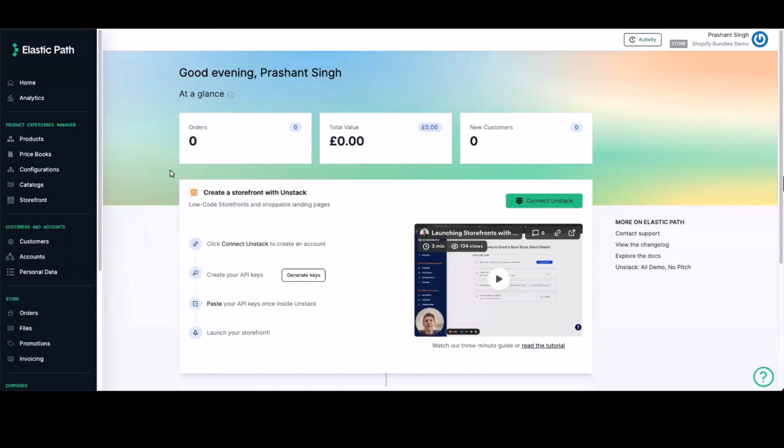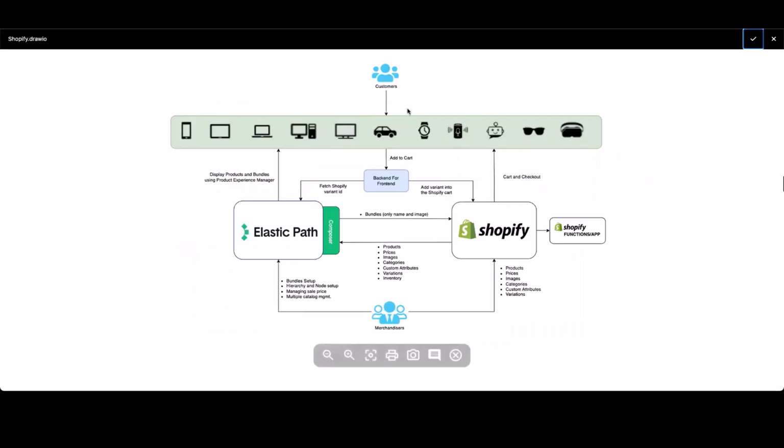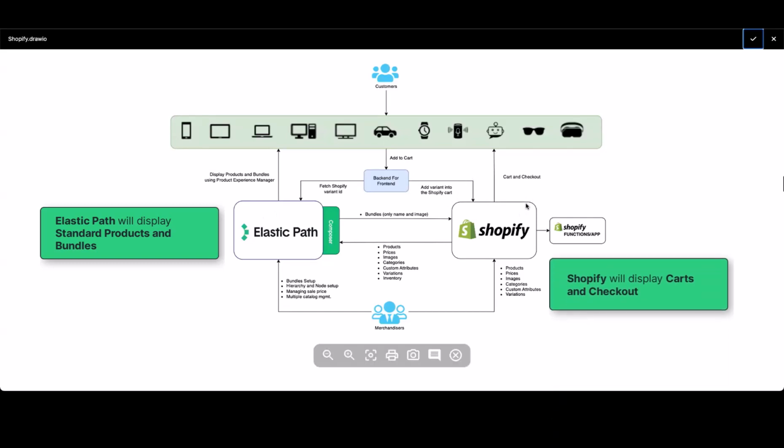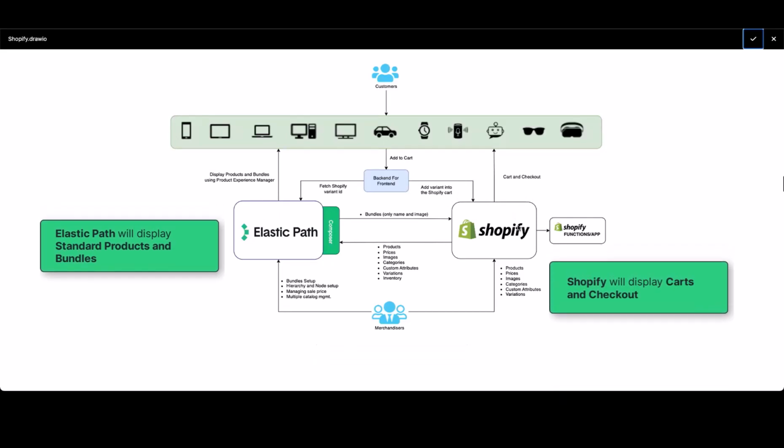So let's deep dive into this integration and understand how the overall solution will look. In this diagram, your customer will interact with the presentation layer, where Elastic Path and Shopify both will be responsible for providing experience. Elastic Path will be displaying standard products and bundles using Product Experience Manager, and Shopify will be providing the cart and checkout experience.